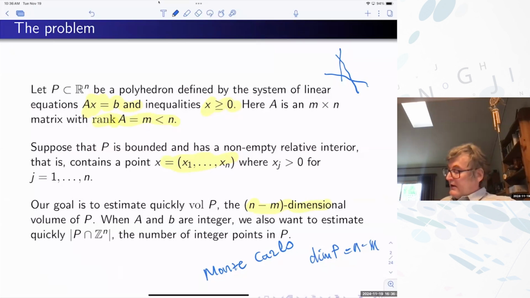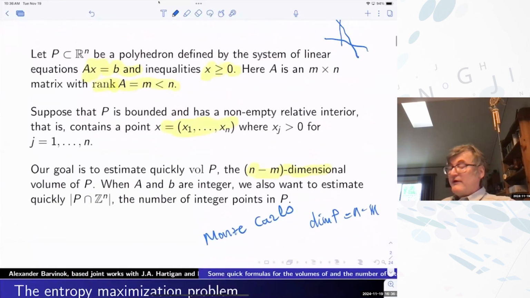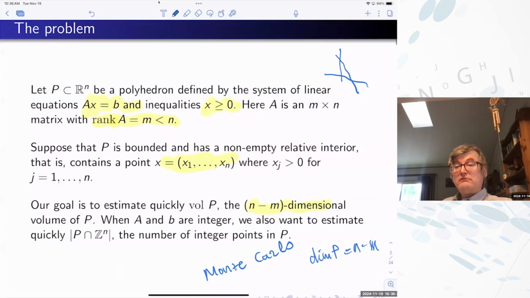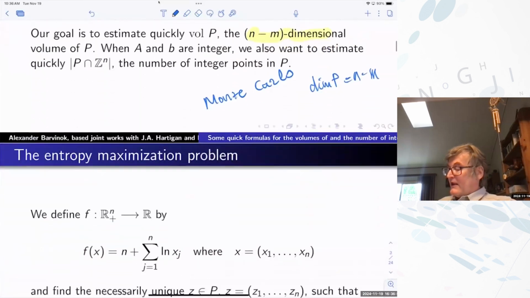All right. Yes? No? Okay. Please feel free to voice objections or questions.